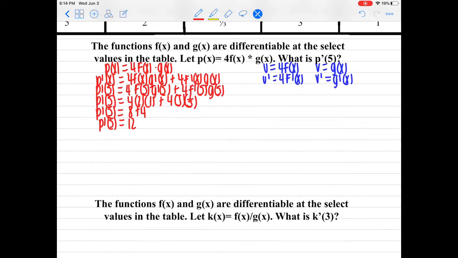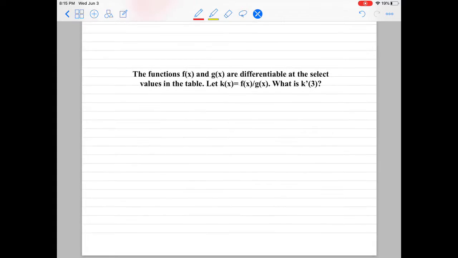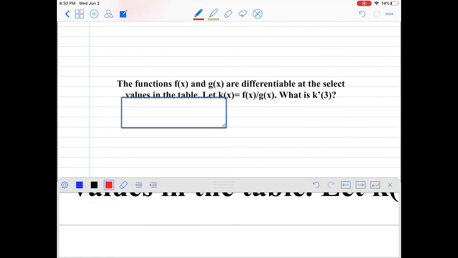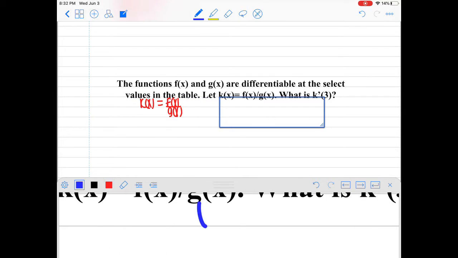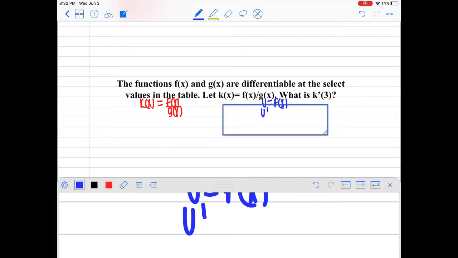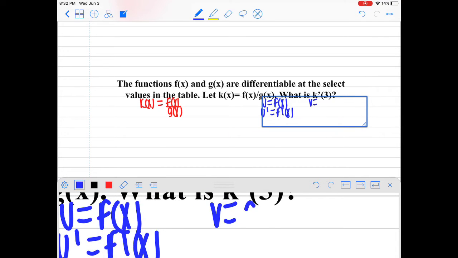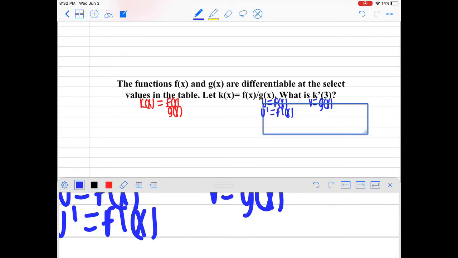As you can see, all you have to do is use the product rule and correlate it to the values on the table. So for the second example here, we're going to be utilizing the quotient rule, and the function given is k of x equals f of x over g of x, and we're going to do the same thing as the problem above. Write out the first function and find its derivative, which is f prime of x, and then write out the second function, which is g of x, and find its derivative, which is just g prime of x.